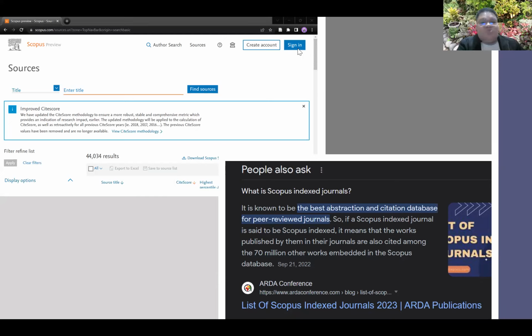I would look for journals that are strict in screening the researches that they are publishing. Because if you would look at it, I screen cap this from Google, it says that Scopus Index Journals is known to be the best abstraction and citation database for peer-reviewed journal. Ano pong ibig sabihin ng peer-reviewed journal? For example, lahat tayo nurse researchers na, no? Graduate na kayo at saka mga experts sa field nyo.